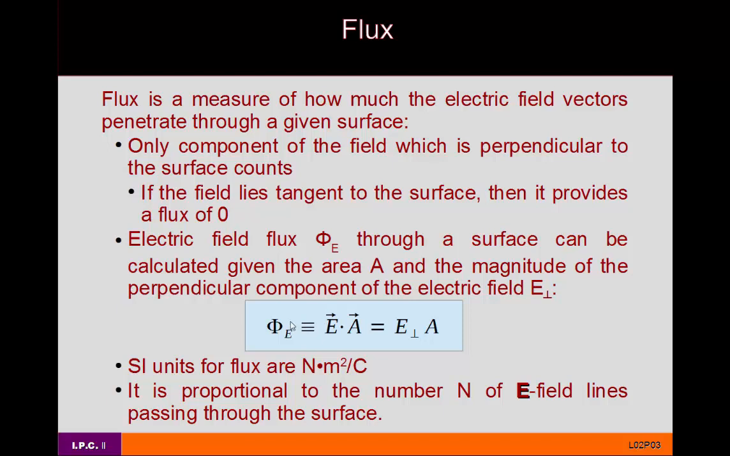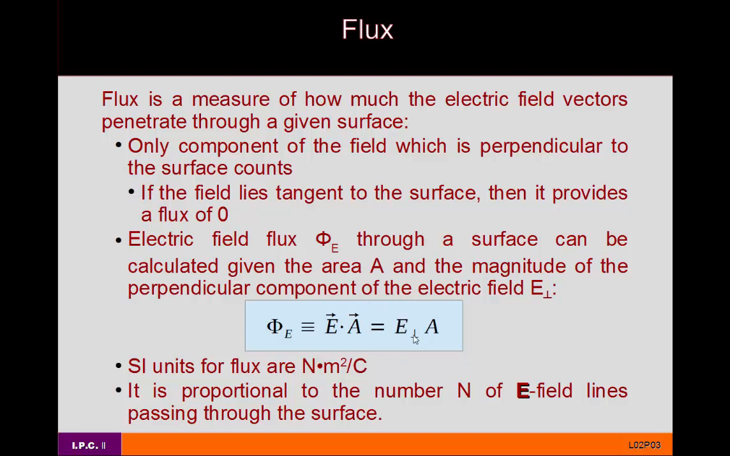All right, so hence the flux, we're taking E dot A. A is actually perpendicular to the surface. So therefore, this is equivalent to calculating the component of the E field, which is perpendicular to the surface, times the area of the surface. So that's where this equation is coming from. The units we can get by looking at what the units of each of these two terms are. E has units of newtons per coulomb.